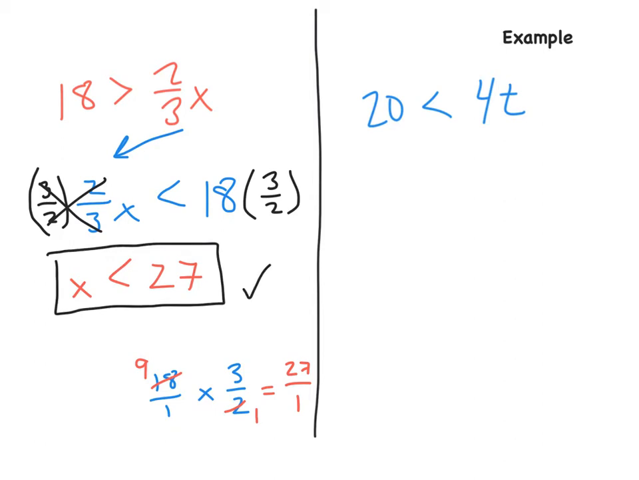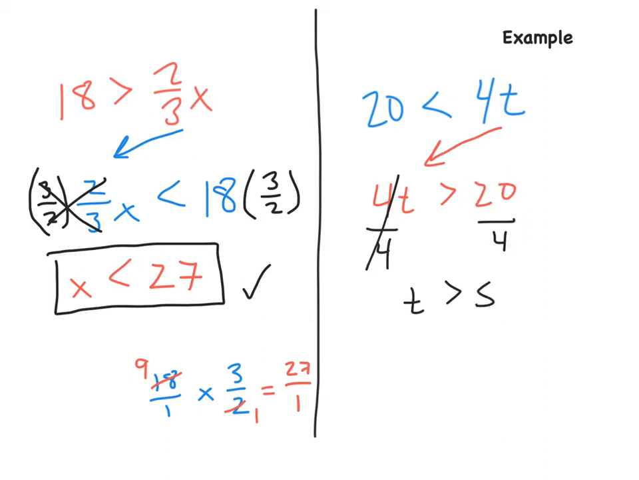Now the second one, we have 20 is less than 4t. Remember, I like to rewrite it where the variable is off to the left. So we have 4t is greater than 20. To get t by itself, you have to divide by 4 on both sides. So the 4 is crossed out on the left, so t is greater than 20 divided by 4, which is equal to 5. So our final answer is t is greater than 5.